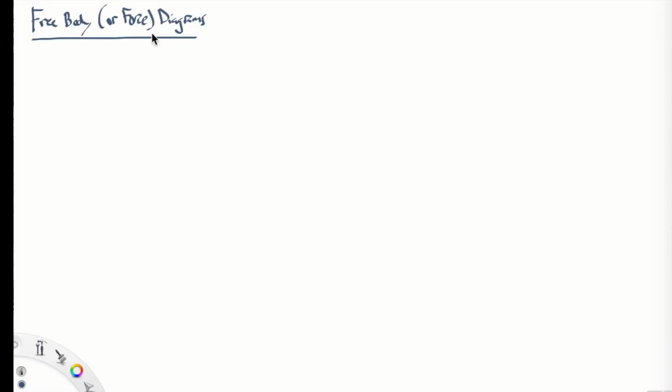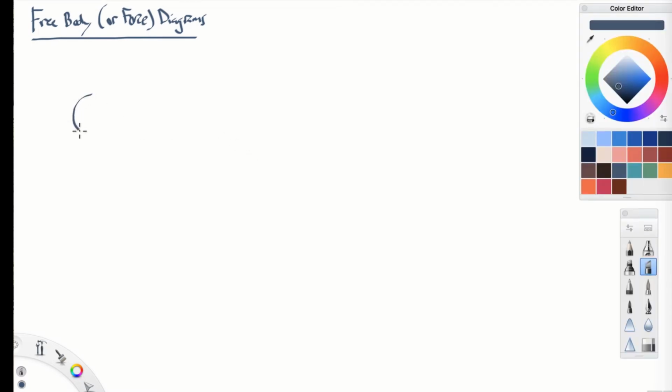Okay, so what is a free body or a force diagram? Basically, the idea is to sketch all of the forces that are acting on a particular object. So for example, let's say we have a tire, and there are three people pulling on this tire. One person is pulling in this direction. That's the force with which John is pulling on it. Somebody else is pulling in this direction. Maybe that's the force with which Matthew is pulling. And somebody else is pulling this way. That's the force with which April is pulling on this tire.